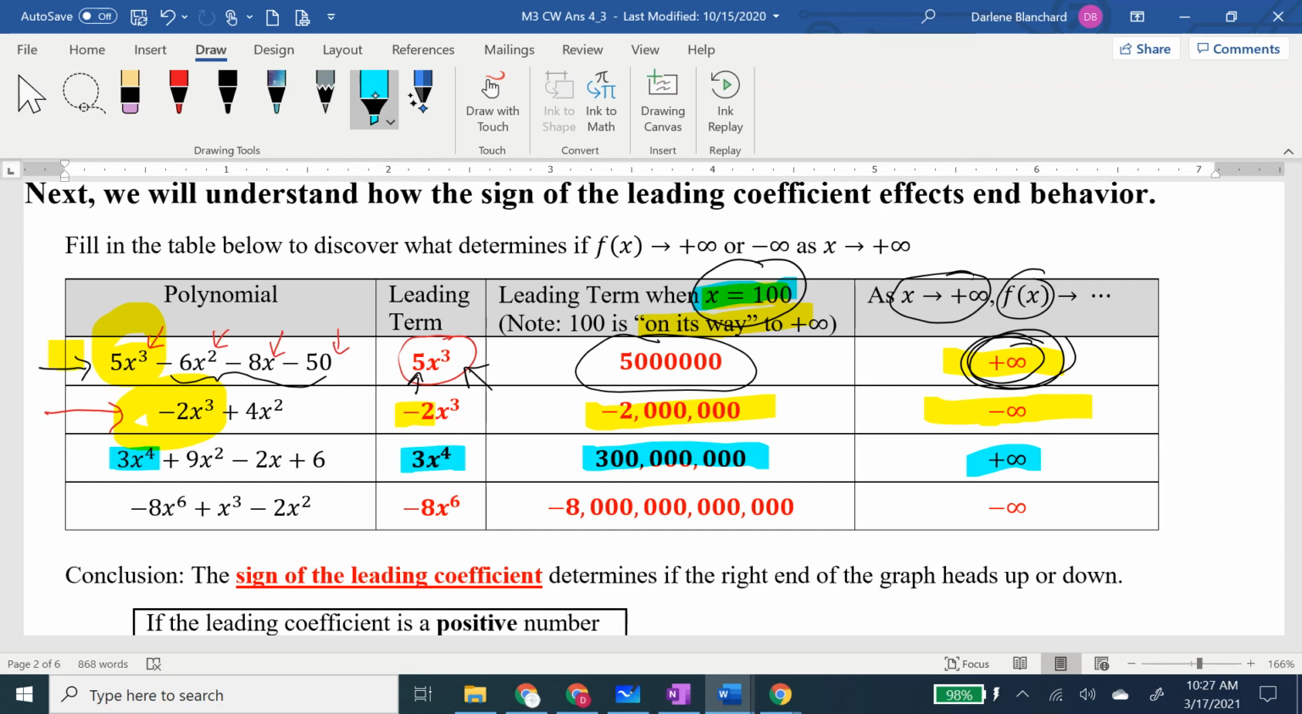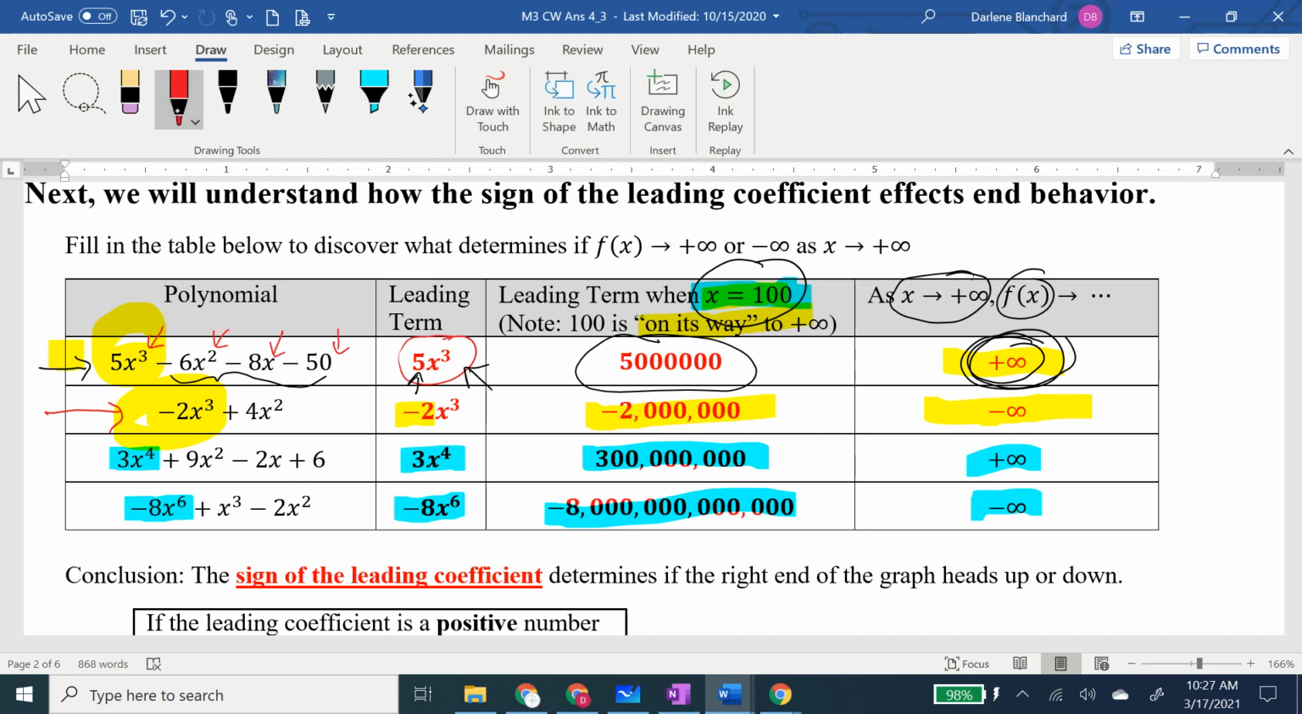For the last polynomial, your largest exponent is 6. The leading coefficient is negative 8. The entire leading term is negative 8x to the 6th. When you plug in x equals 100, you're getting a pretty decent sized negative number.